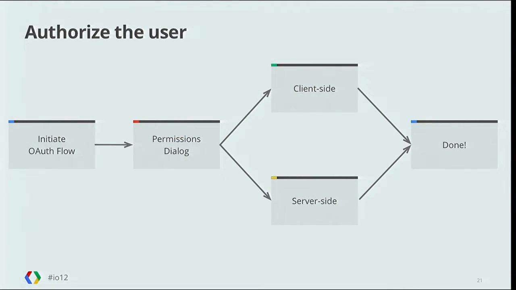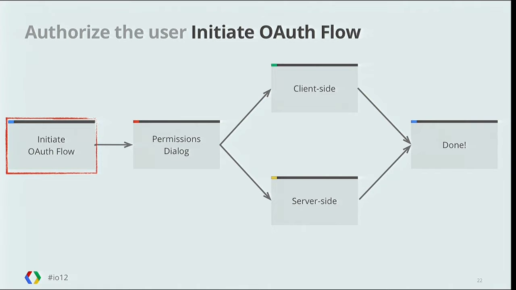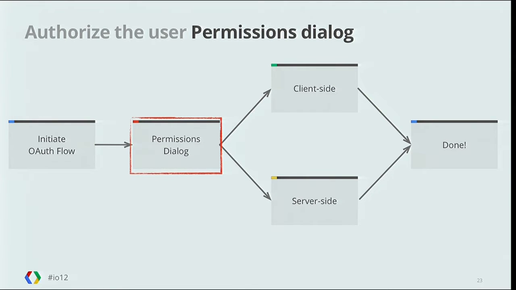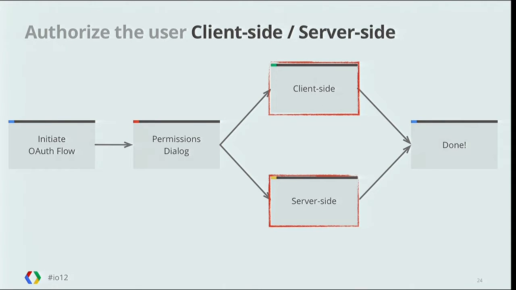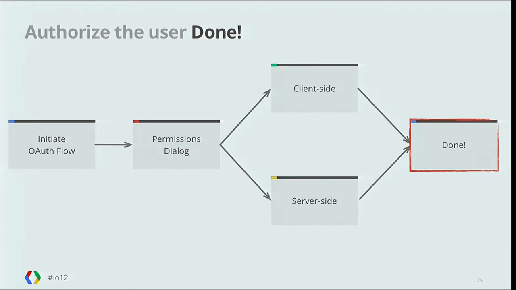This is what the flow looks like. You initiate the OAuth flow, and then the user gets the permissions dialog, and they say, yes, I would love to connect. And then we send the user through a client-side or a server-side flow, and then we're done.